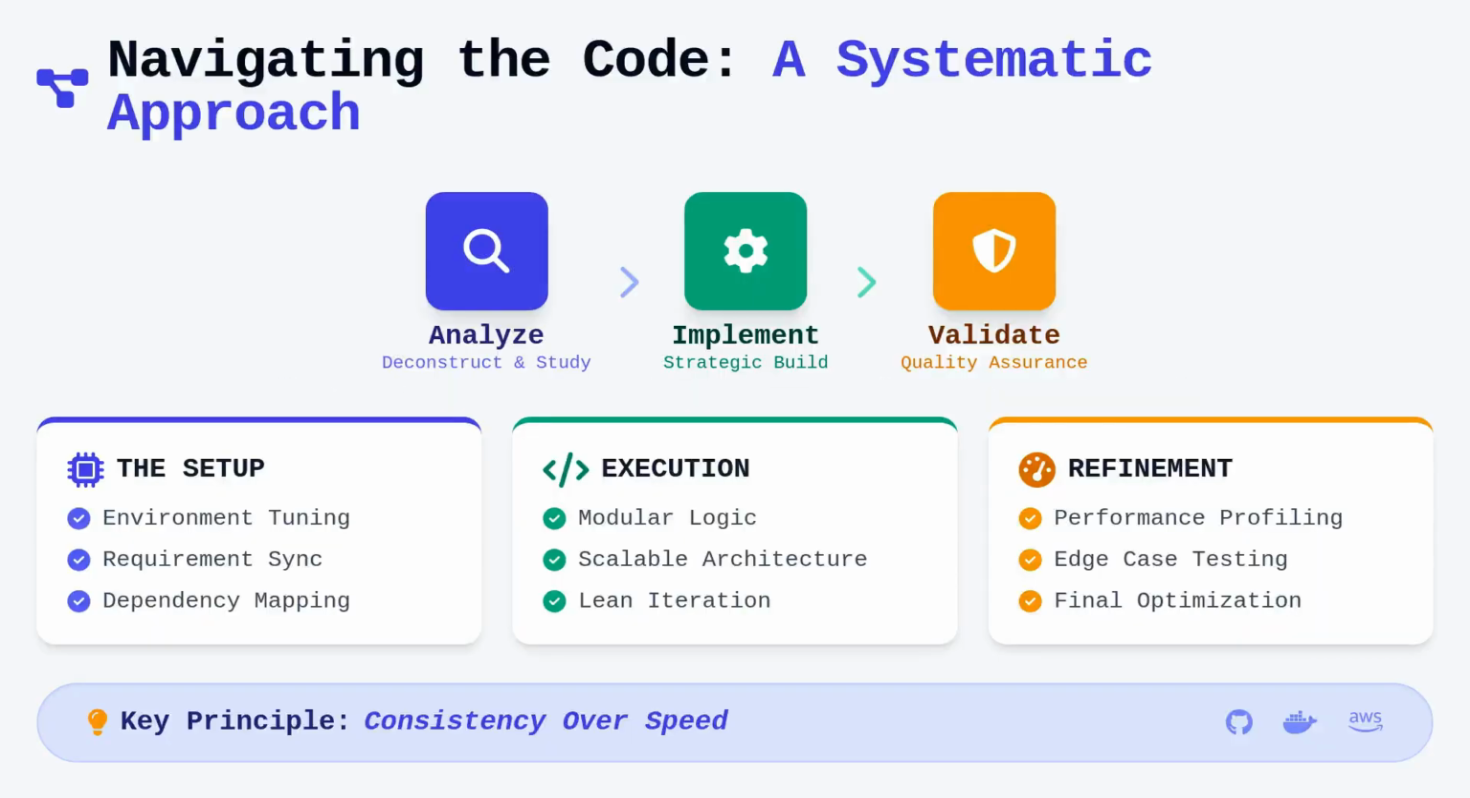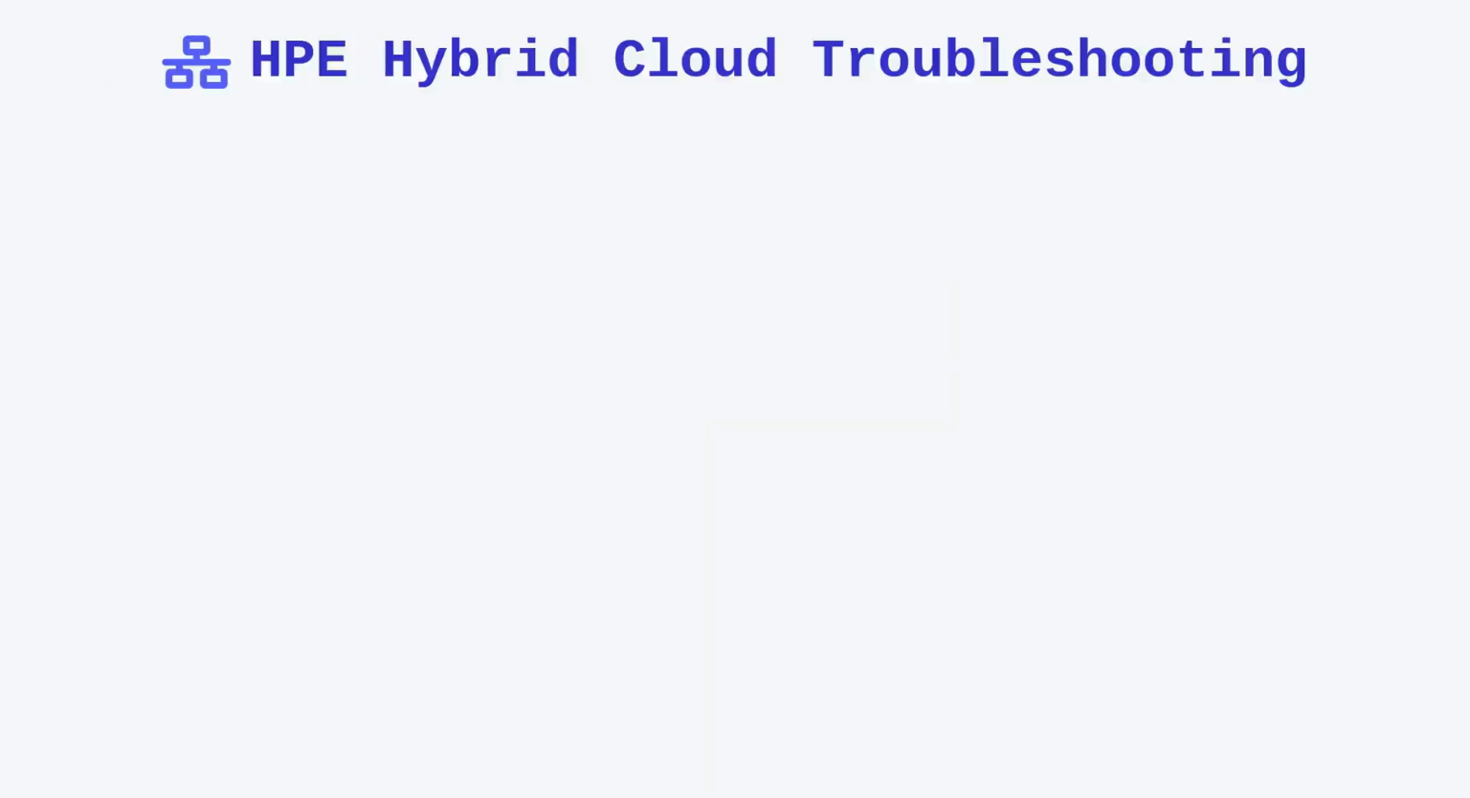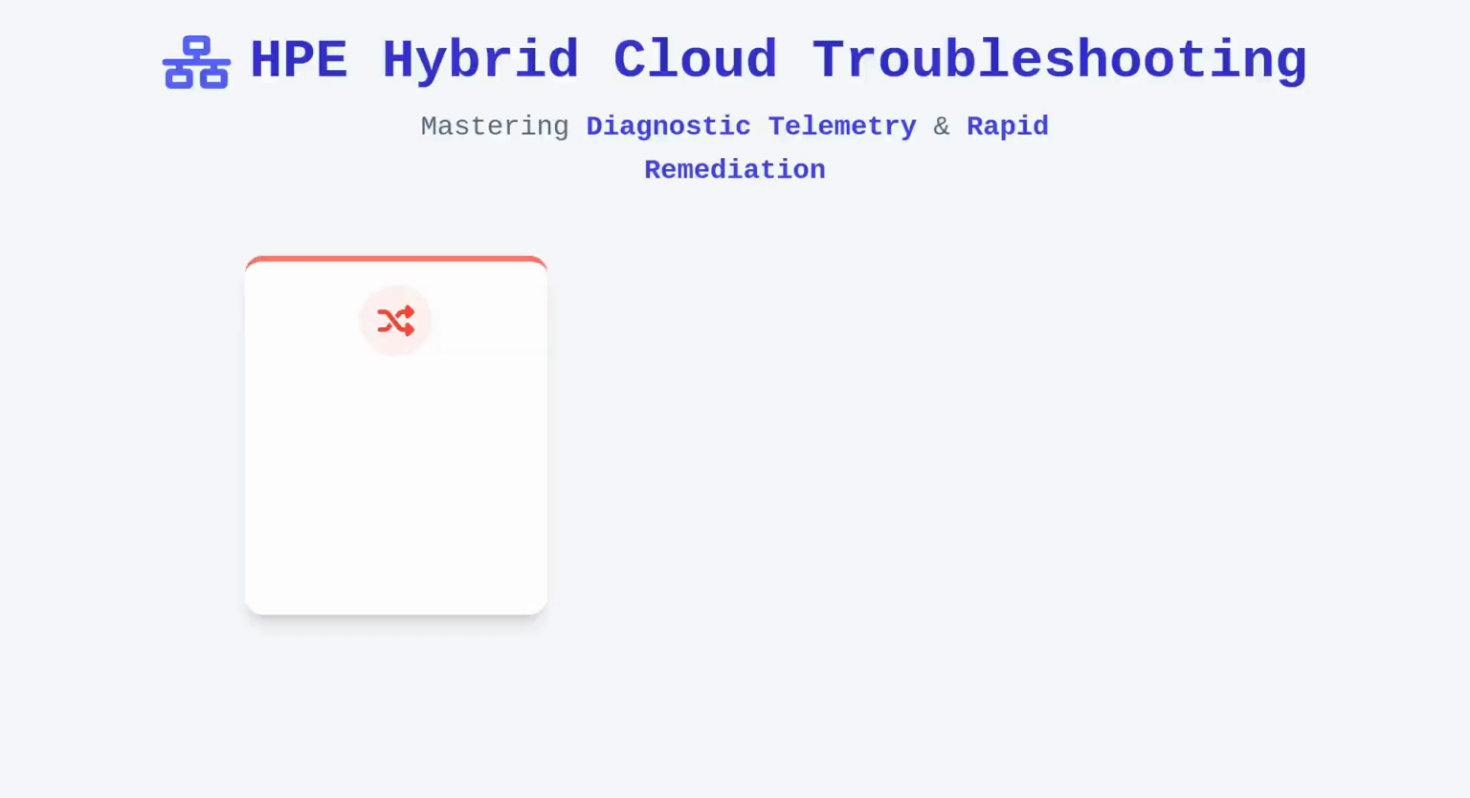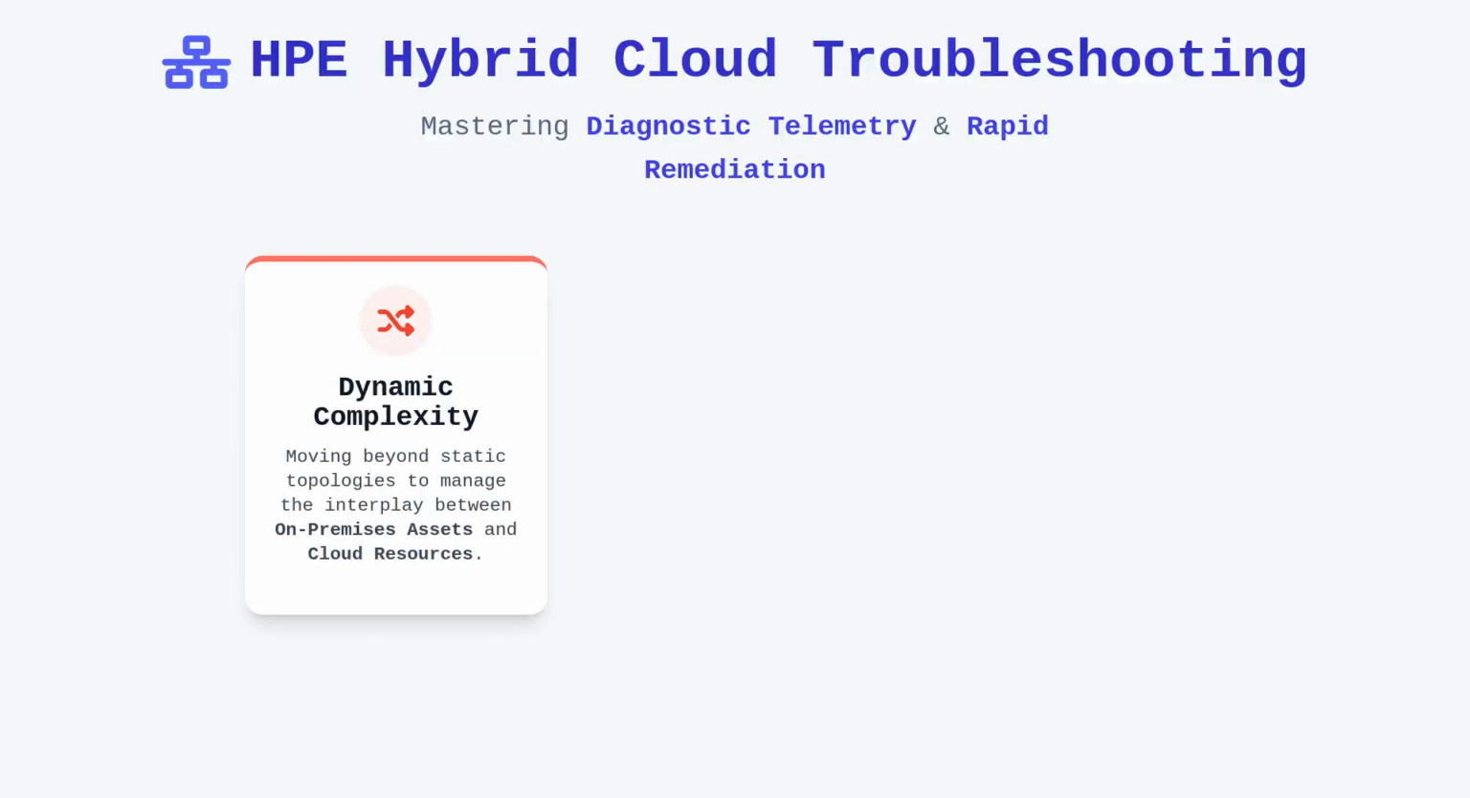Hello, and welcome back. In this session, we investigate the fundamental mechanics of network troubleshooting within the HPE hybrid cloud ecosystem, focusing on diagnostic telemetry and rapid remediation strategies. We often assume that our network topologies are static, yet in a hybrid environment, the interplay between on-premises assets and cloud resources creates complex, dynamic dependencies that require a disciplined approach to isolation and resolution.